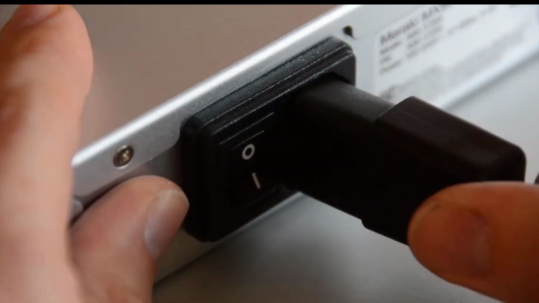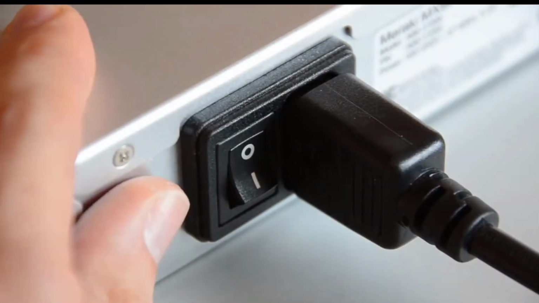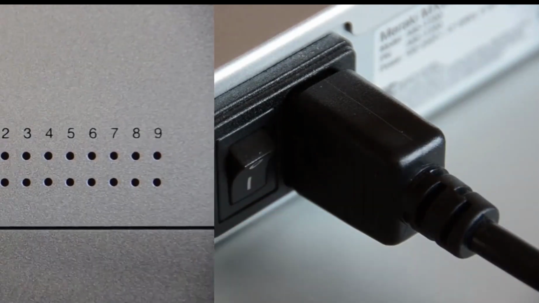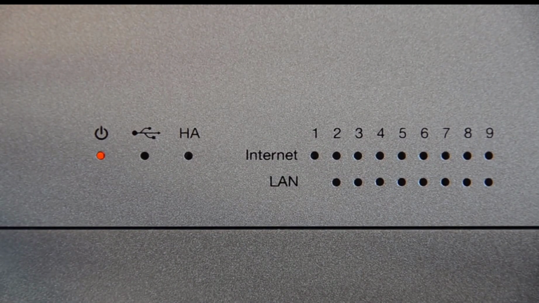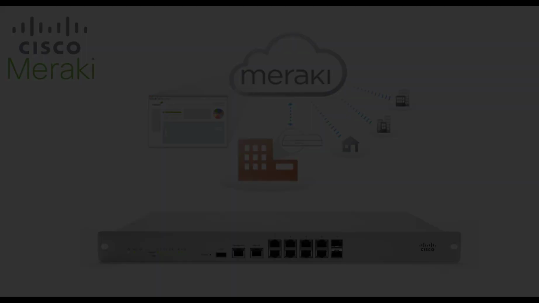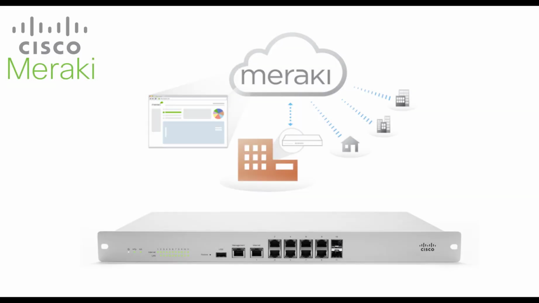Using the power cable, plug in the device and turn it on. The MX will begin to boot and the power LED on the front will go green. Once the MX is booted, the interface LEDs will go green. So now we have the MX powered on. We need to bring up the basic configuration to get it connected to the cloud.